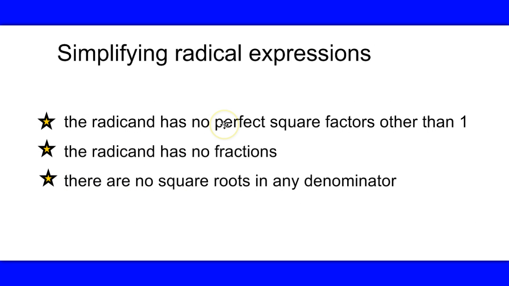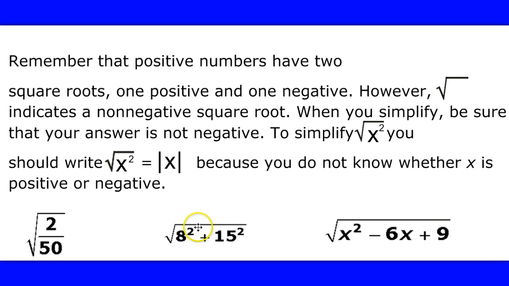We're going to ask you to simplify your radical expressions. The part underneath the radical sign is called the radicand. You know that it's simplified when the radicand has no perfect square factors other than 1. Everything's going to have a factor of 1, so it can't have a 4 or a 9 or a 25. The radicand has no fractions. You're not allowed to leave fractions underneath the radical sign. You're technically not allowed to have a denominator in there. And there are no square roots in any of the denominators, and we'll talk about that at the very end of this video.